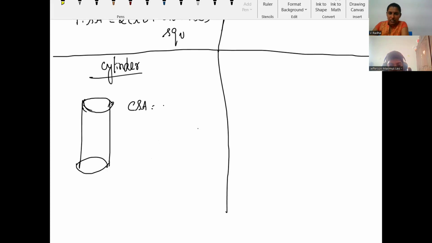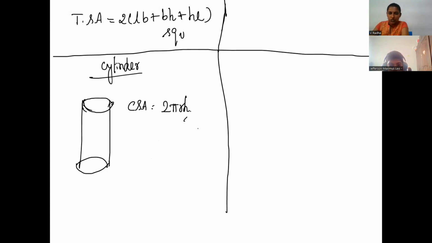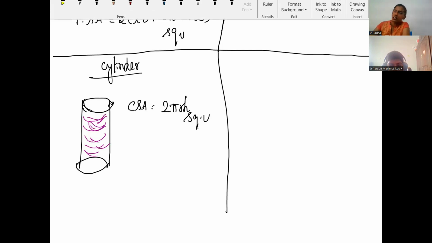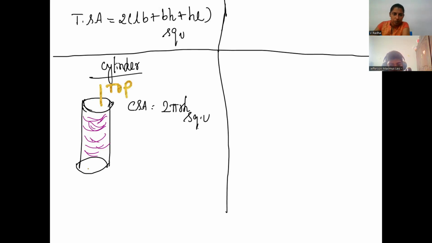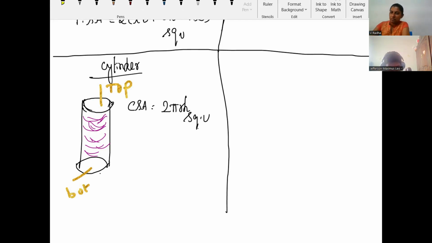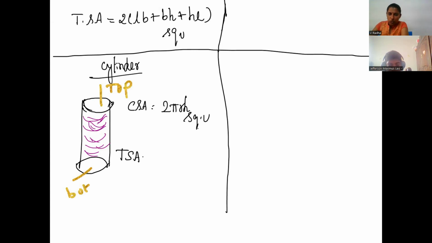CSA is 2 pi r h. It's the rolling face only, the curved portion is the CSA. And TSA means CSA plus top and bottom. This is the top, this is the bottom. Top and bottom are circles, correct? So TSA is equal to 2 pi r h plus 2 pi r square.